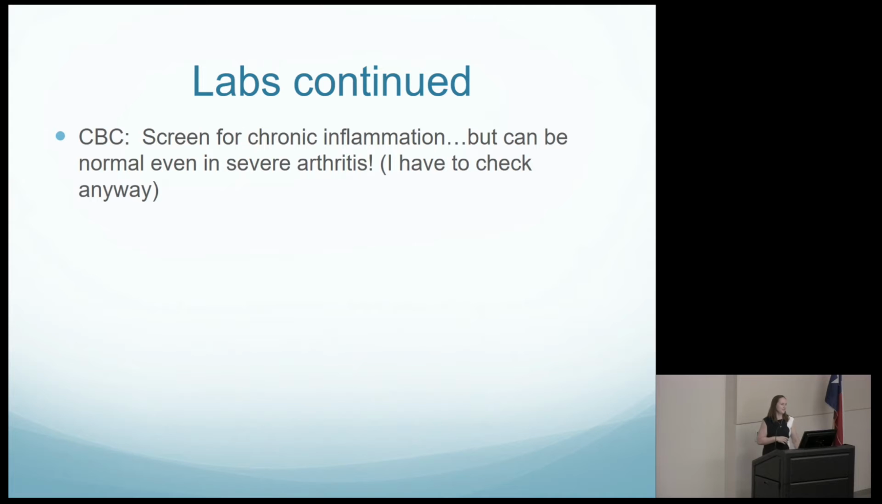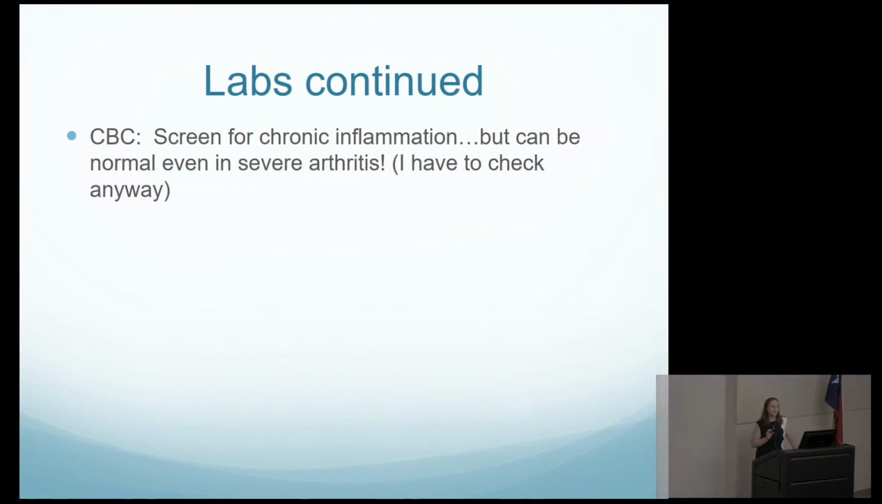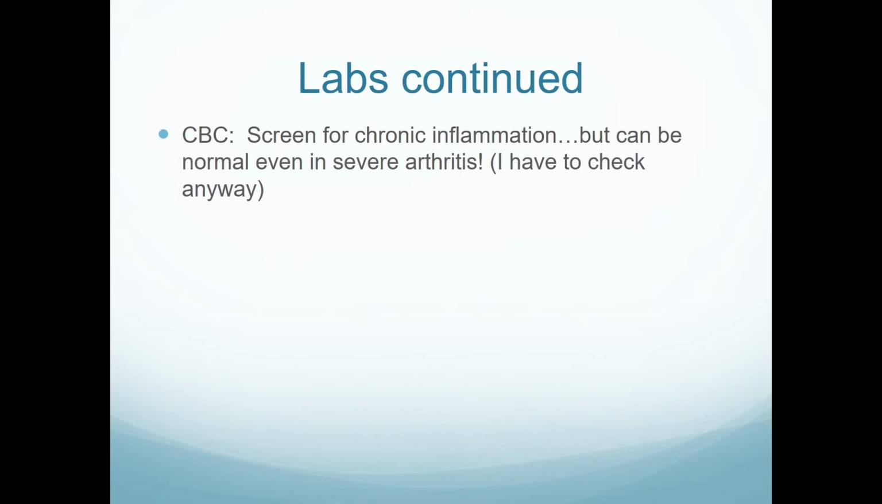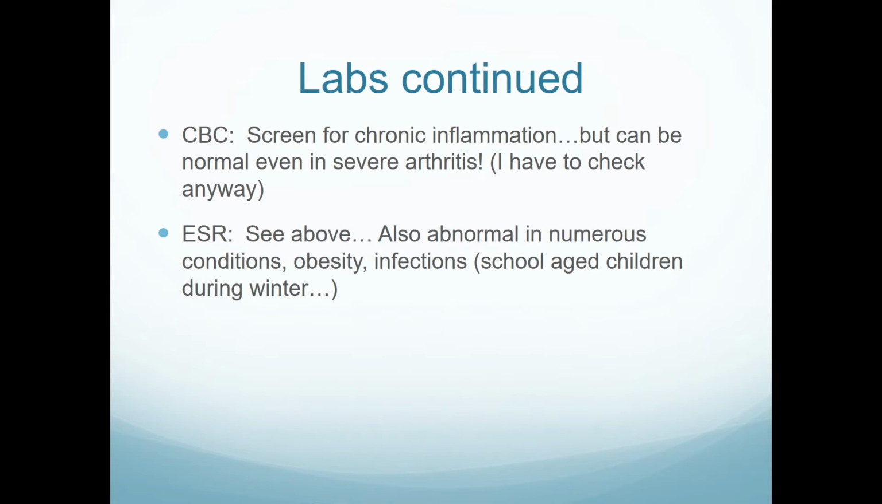All right, what about CBC? CBCs are very useful for chronic inflammation. However, most of our kids, even with severe arthritis, actually have normal blood counts, and so you really can't predict if they have terrible arthritis based on their CBC. Same thing with the SED rate, all right? The most common cause of an increased SED rate is it's winter in Texas, right?